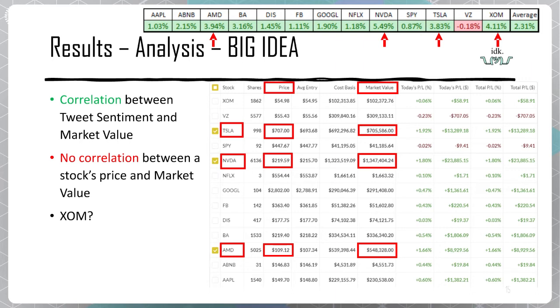Now, one might assume that the market value for a stock is correlated with the price per share of that stock, such that a more expensive stock, such as Tesla, would act as a larger multiplier towards more money invested in that stock.